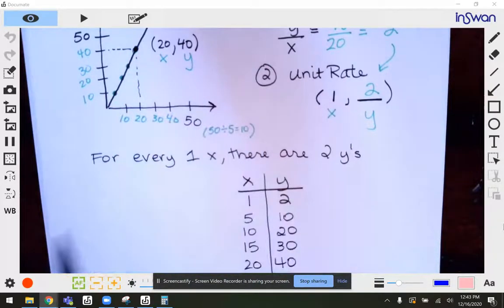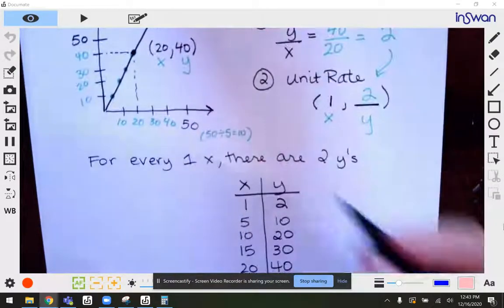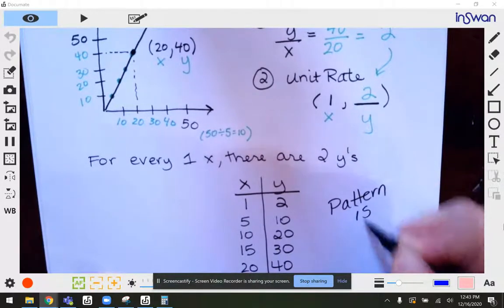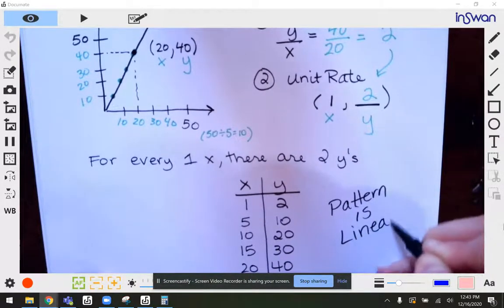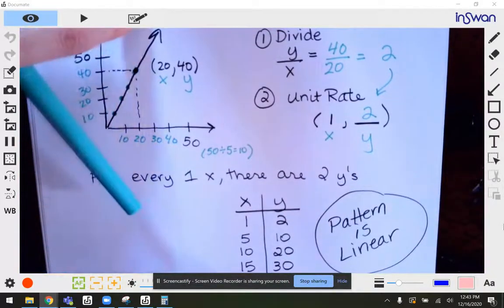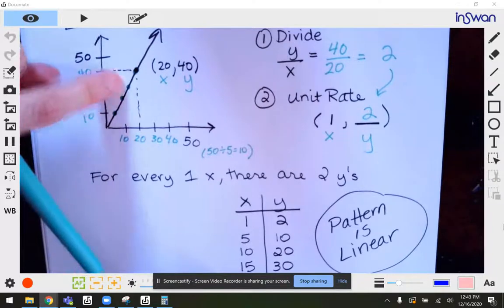So you can see when we have a unit rate, it makes a linear pattern. Linear meaning it makes a line. Okay, the pattern is linear. It always starts at 0, 0, and it makes a line. It keeps going up by the same increment.